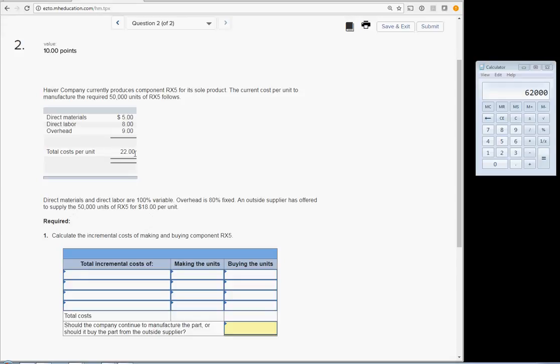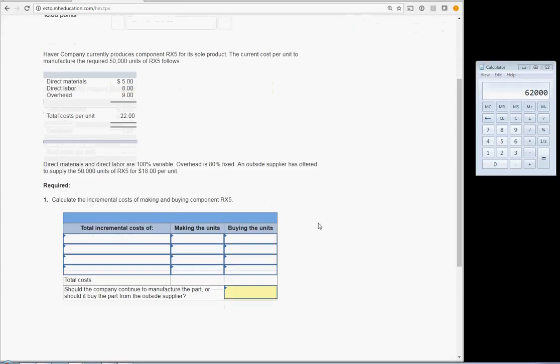An outside supplier has offered to supply us the 50,000 units at $18 per unit. We're currently making them at $22. Someone is willing to sell them to us at $18 per unit. I think on the surface we would say, yeah, let's buy them. But again, we can only look at the incremental cost. We've got to strip out that fixed piece. That fixed piece is a sunk cost.